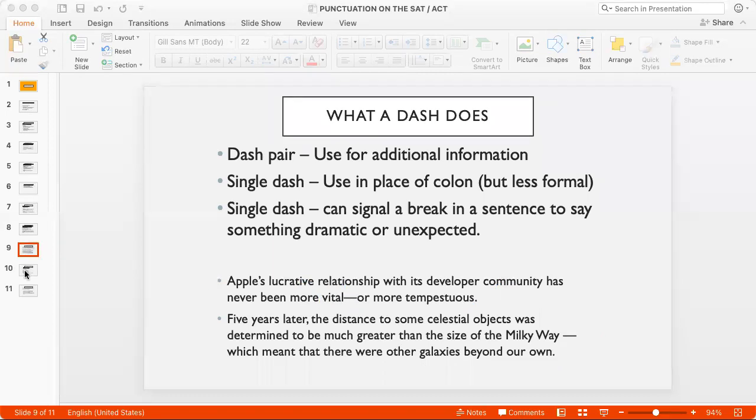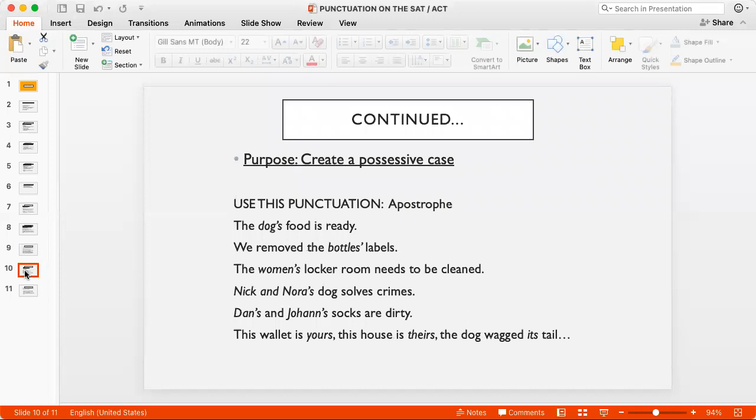Okay, let's go on. If you want to discuss the possessive case, you use an apostrophe. The possessive case means when something belongs to someone. For example, the dog's food is ready. So when it's singular, I just say dog apostrophe S. But if I have a plural possessive, this is a plural possessive.